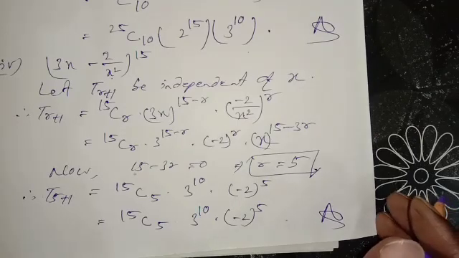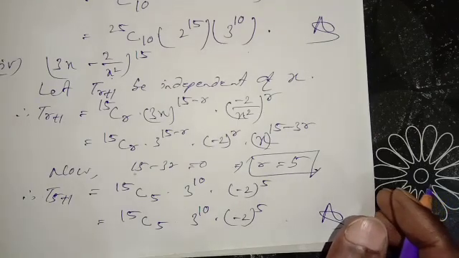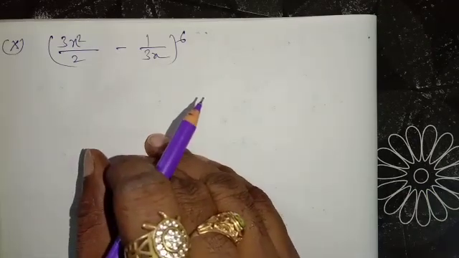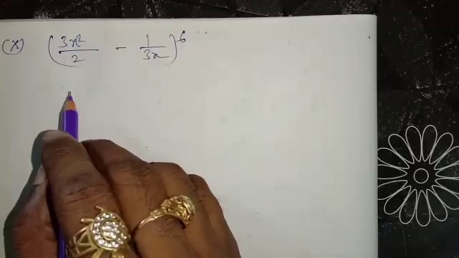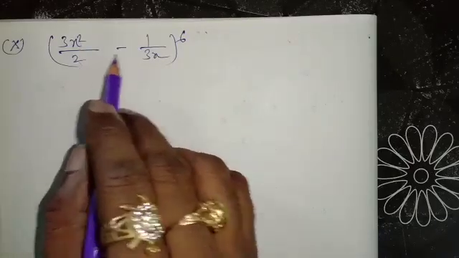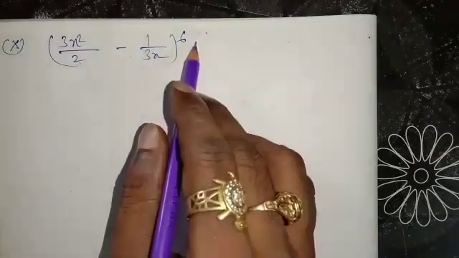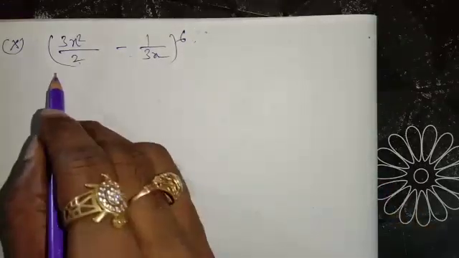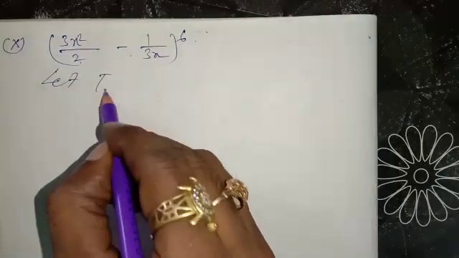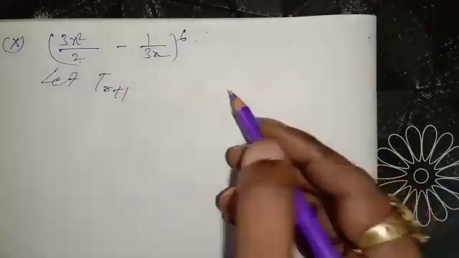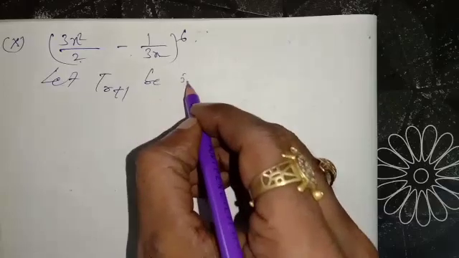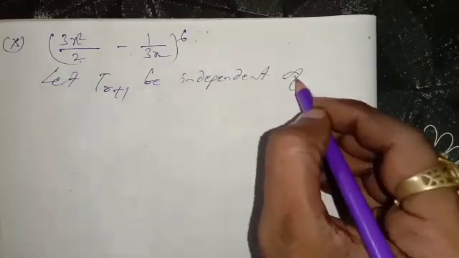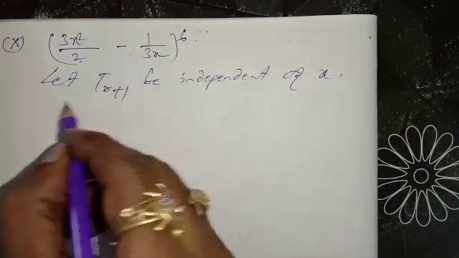Okay, number fourth part done. Today I'll do the last part. Next I am taking the last part of number 16, which is given (3x²/2 − 1/(3x))^6, and you have to find the term independent of x in this expansion. So let the same concept apply here. Let the (r plus 1)th term be independent of x. Then you have to find out that term.